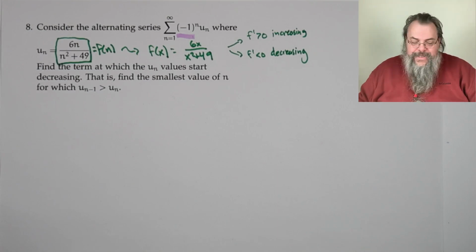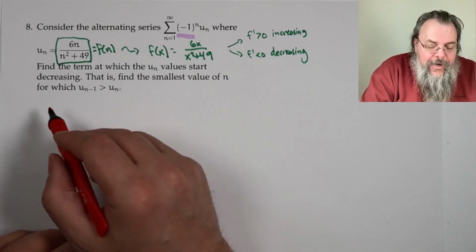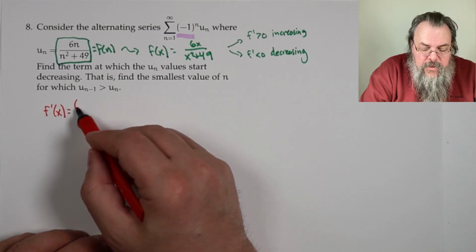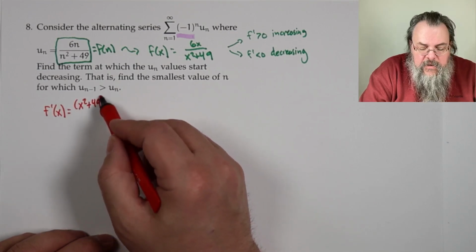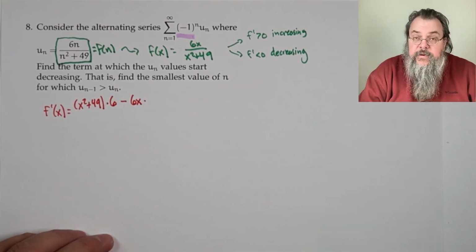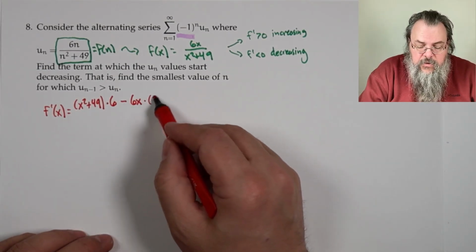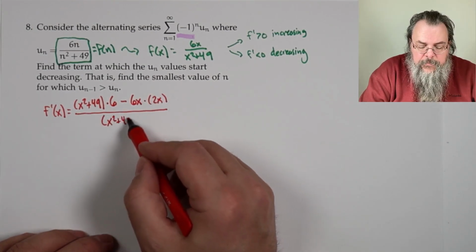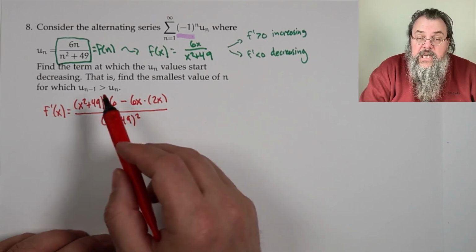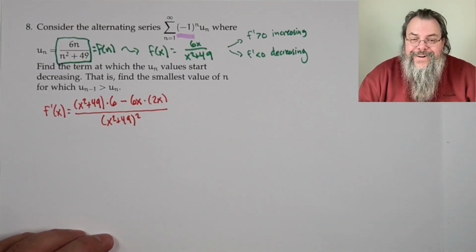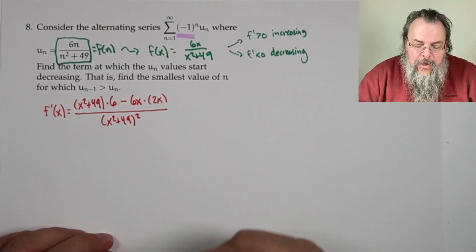So we get to practice. Oh, quotient rule, my goodness. Wow, talk about a walk down memory lane. All right, so here we go. Take the derivative. We're going to have quotient rule, so it's the bottom, x squared plus 49, times the derivative of the top, 6, minus the top, 6x, times the derivative of the bottom, which is 2x, all over the bottom term squared. All right, low d high minus high d low over low squared. There we go. What can we do here?